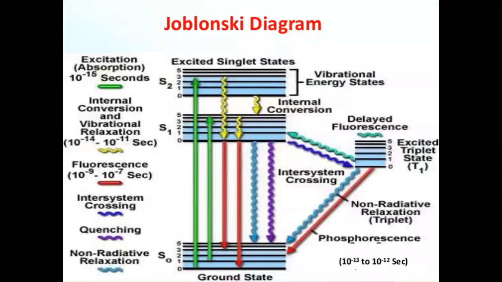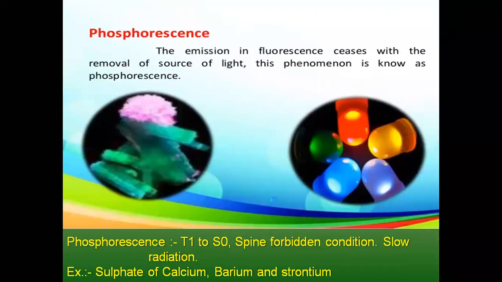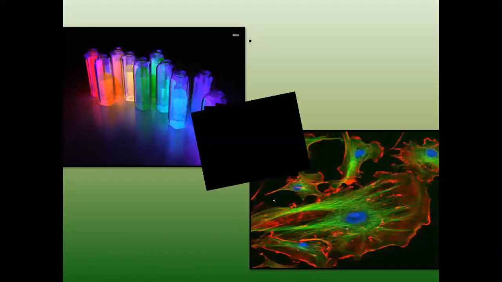So on the basis of the Jablonski diagram, we studied all these terms: multiplicity, singlet, doublet, triplet excited state energy levels, then internal conversion and intersystem crossing. This is the fluorescence, this is the phosphorescence. We discussed all these terms. The next part is fluorescence and phosphorescence and their examples.